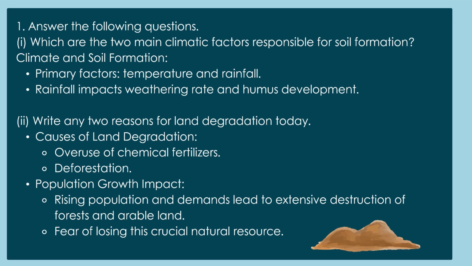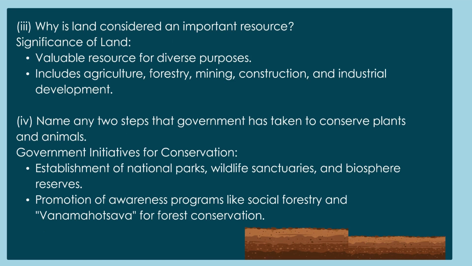Why is land considered an important resource? So, significance of land. It is a valuable resource for diverse purposes including agriculture, forestry, mining, construction, and industrial development. Name any two steps that the government has taken to conserve plants and animals. So, government initiatives for conservation. Establishment of national parks, wildlife sanctuaries, and biosphere reserves. Promotion of awareness programs like social forestry and Vanamahotsav for forest conservation.